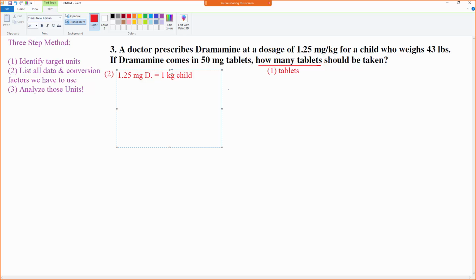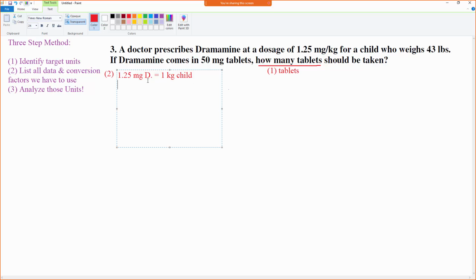We did talk about this yesterday. When they give you dosing units, they don't tell you what they're talking about when they say milligrams per kilogram, but the drug, the medicine, is always on top, and the person mass is always on bottom. So that conversion factor they gave us, 1.25 milligrams per kilogram, comes from this equivalency here.